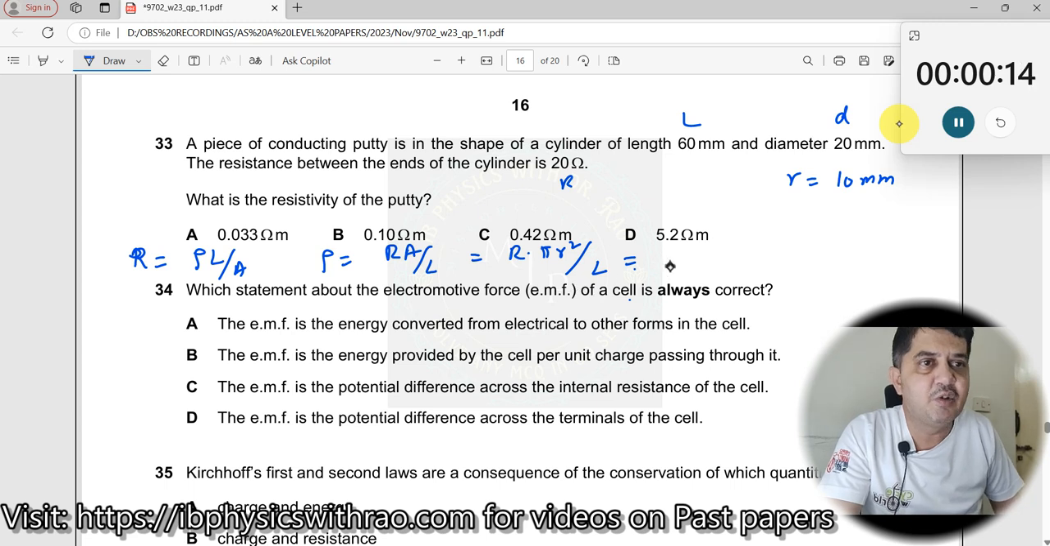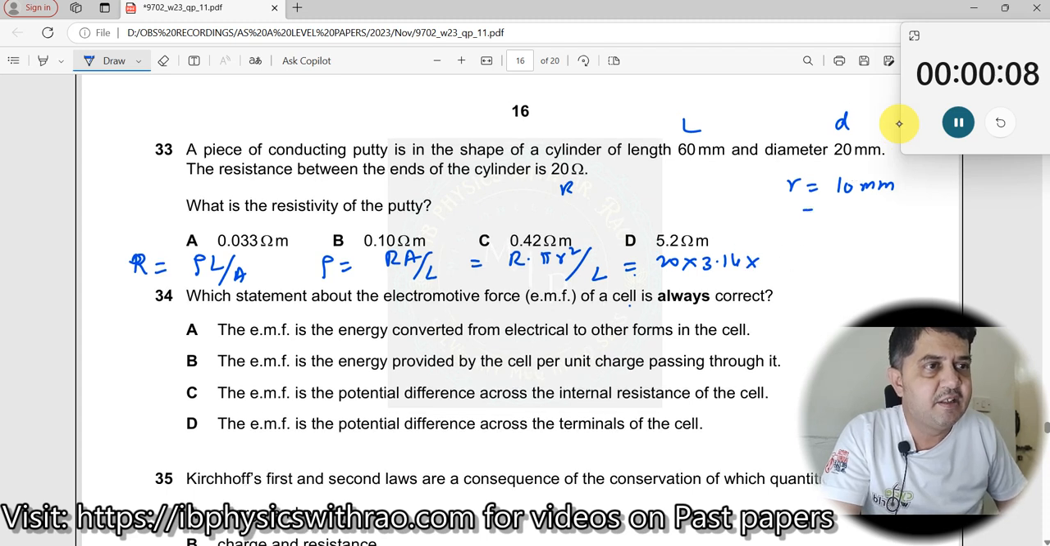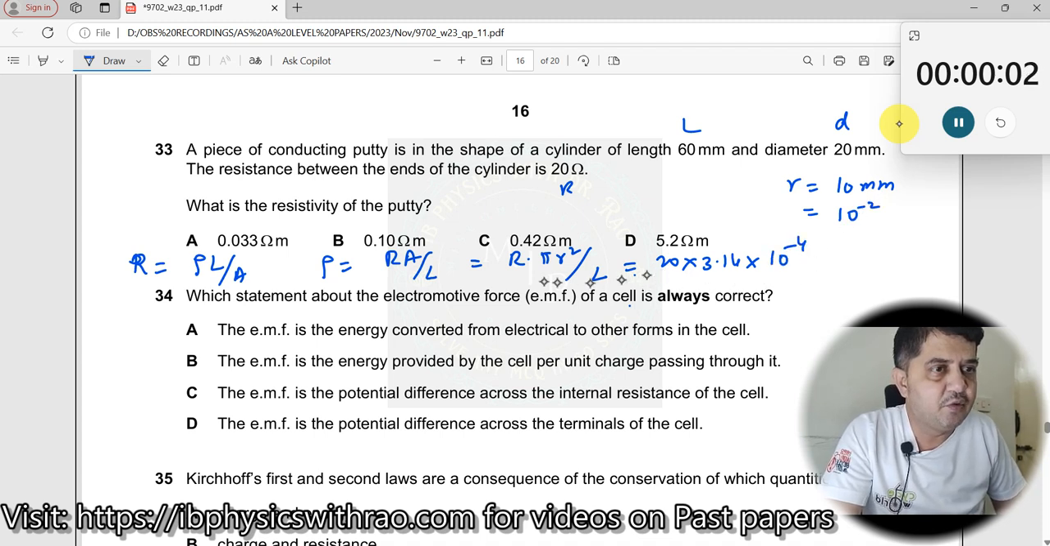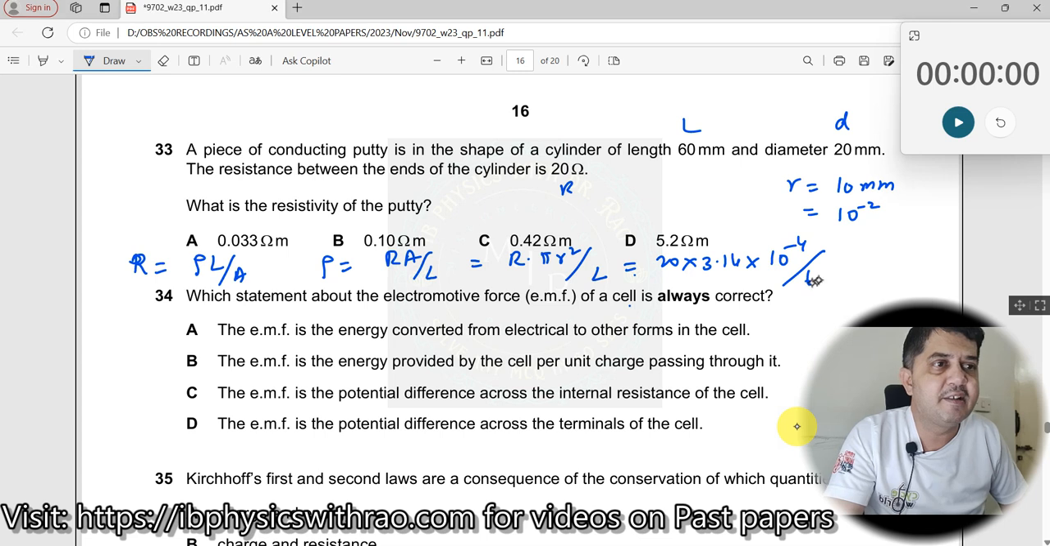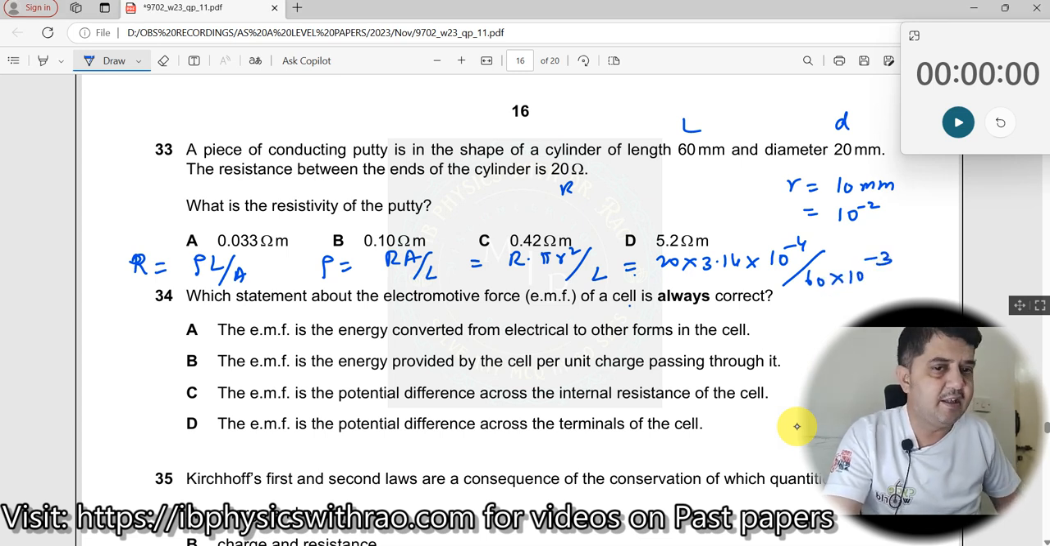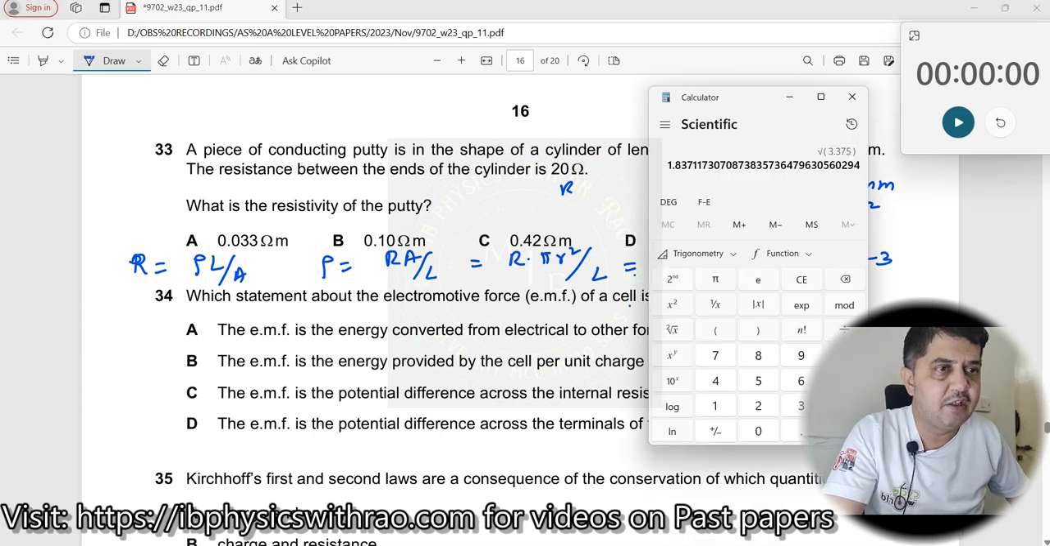This will be equal to, what is resistance? Resistance is 20 multiplied by 3.14 multiplied by r square, where r is 10 millimeter, which is 10 into 10 to the power of minus 3, which is 10 to the power of minus 2, so r square is 10 to the power of minus 4, divided by length. What is length here? 60 millimeter. I'll write this as 60 into 10 to the power of minus 3. Okay, let us solve all this and get the final value.